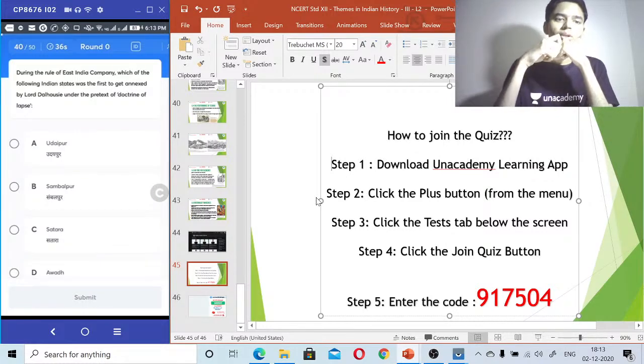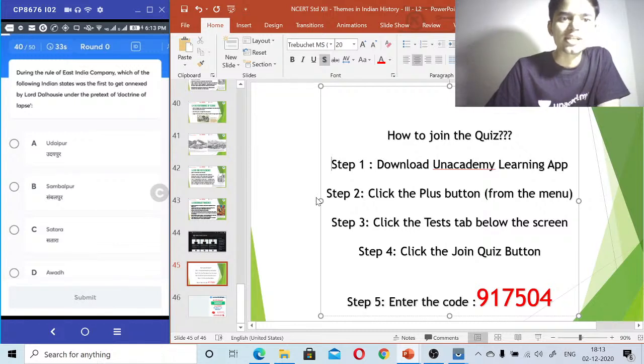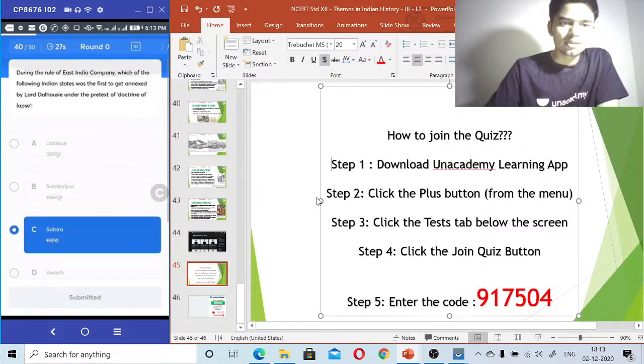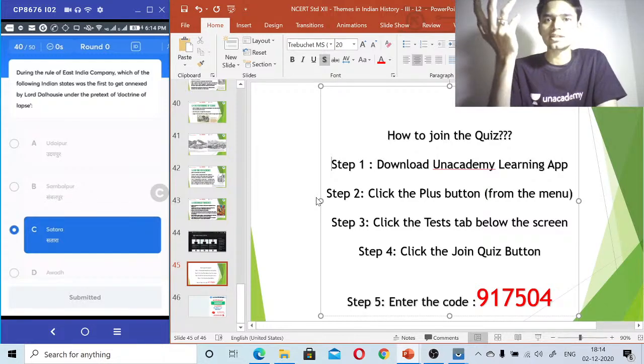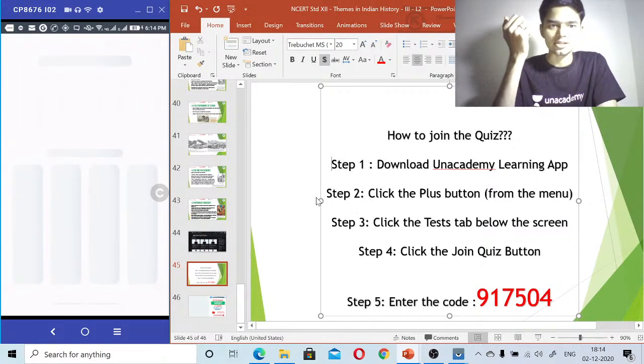Question number 40. During the rule of East India Company, which of the following Indian states was the first to get annexed by Lord Dalhousie under the pretext of the doctrine of lapse? Udaipur, Sambalpur, Satara, Oudh. Time is up. The first state to be annexed under the pretext of the doctrine of lapse is actually Satara in 1848. Okay.